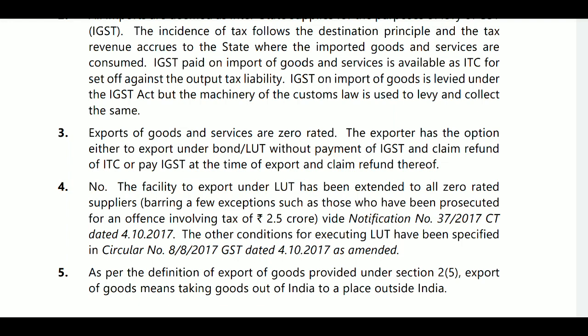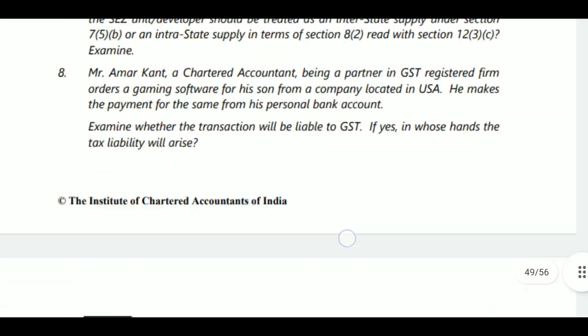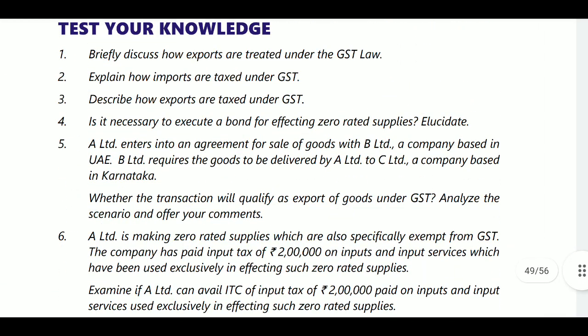So the exporter has the option either to export under bond or LUT, that is without payment of IGST, and claim ITC, or pay IGST at the time of export and claim refund thereof. Those are the two options available when goods are exported.